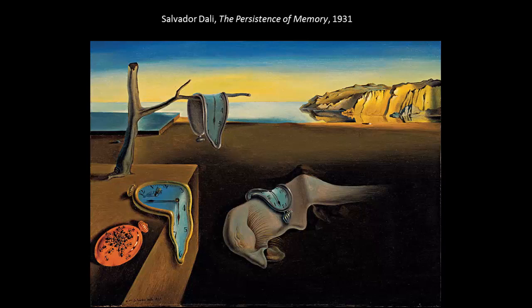Now, often people will ask if artists like Salvador Dali, whose painting, The Persistence of Memory, we're looking at here, they'll ask if he was on drugs. Now, some of the surrealists did use drugs, but there were many of them who really discouraged it. They thought that was not the proper way to tap into the subconscious.